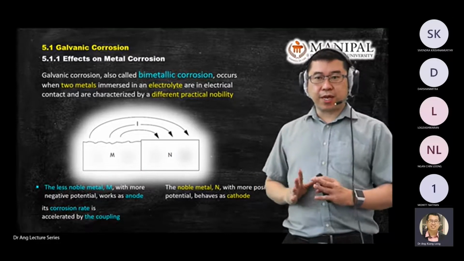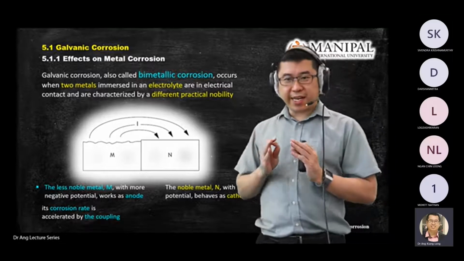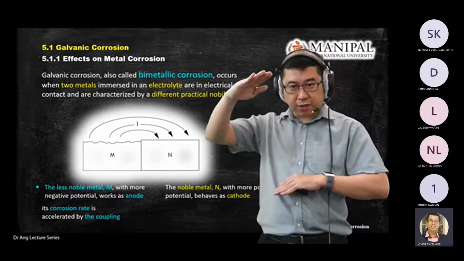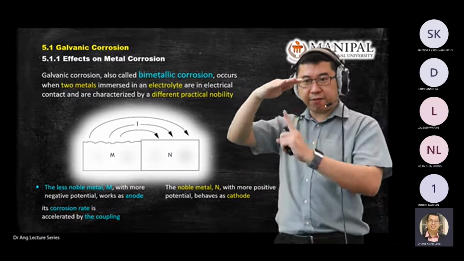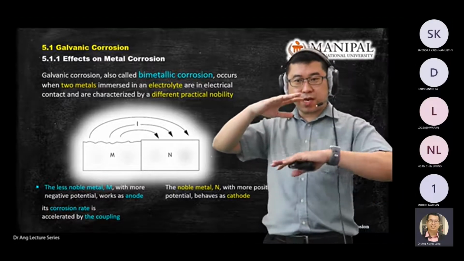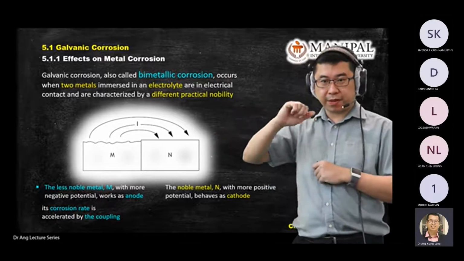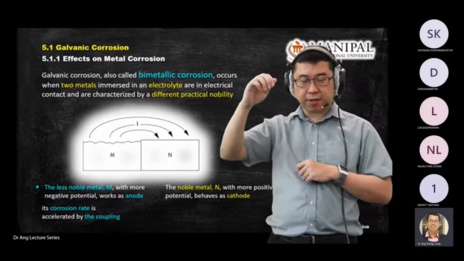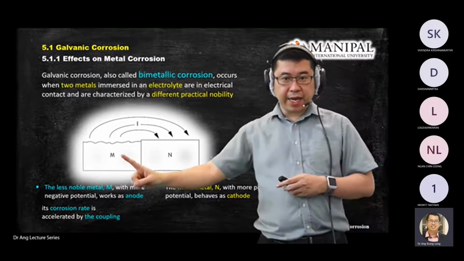This slide is just to tell you that when you're given different nobilities, you can identify them as anode and cathode. The anode is the one that gives electrons because it is at the lower level. It is the one that corrodes, destroys itself, and contributes to the corrosion rate. The one at a higher level we name the cathode, where the cathodic reaction will happen. M and N.